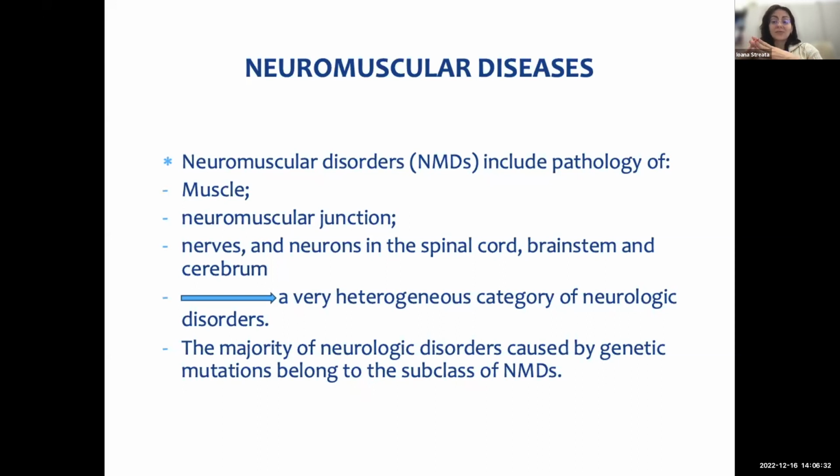The majority of these neuromuscular disorders have a genetic cause, a genetic background, and most of these genetic causes are inherited or transmitted in a Mendelian way. So they are caused by mutations in genes that can be transmitted in a dominant or a recessive way. I will outline this a little bit later in my presentation.